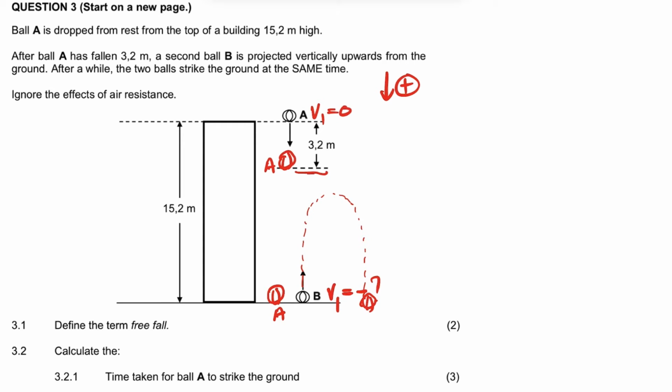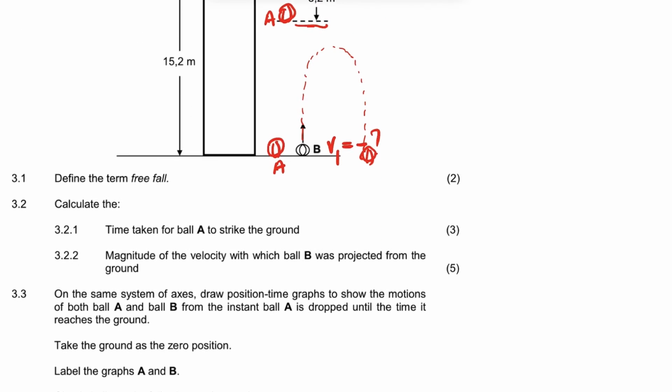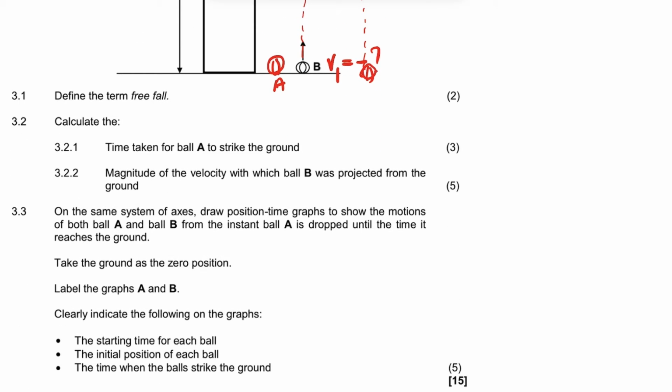Now, the free fall, guys. It says define free fall. Free fall is a motion under the influence of gravitational force only, according to the exam guideline. Projectile is an object. Check the exam guideline for that.